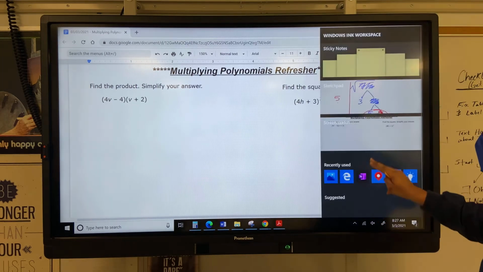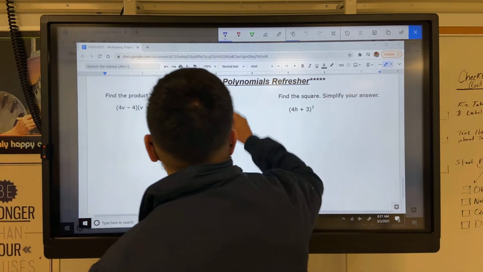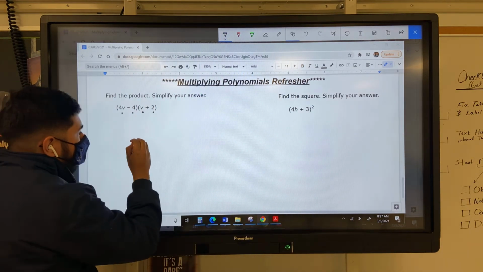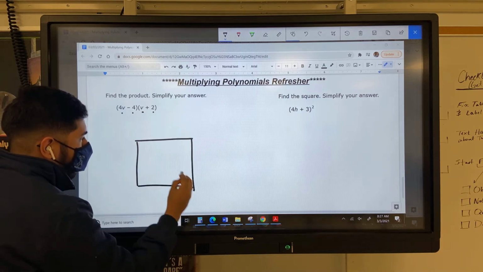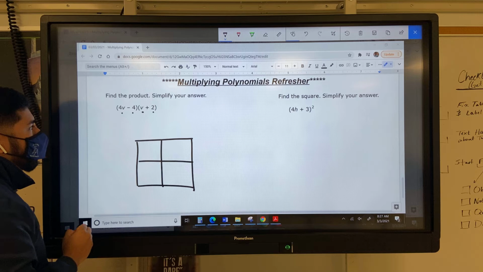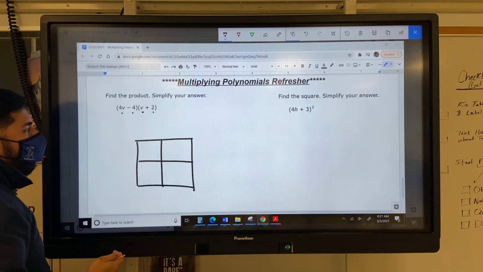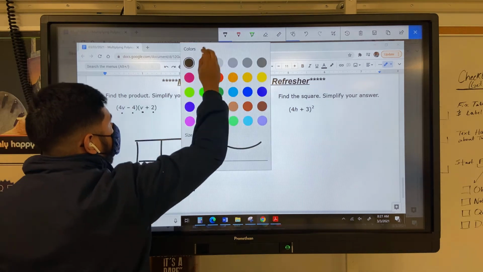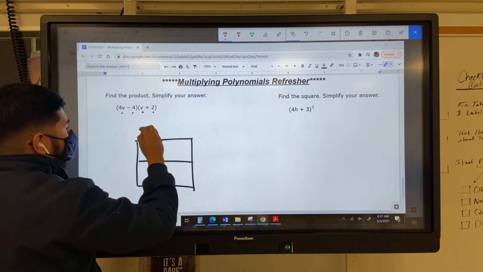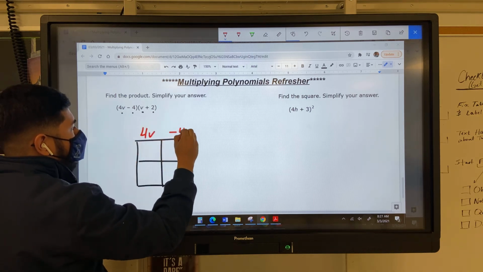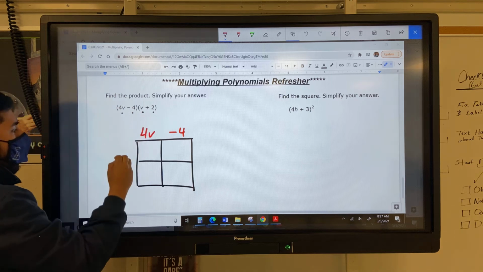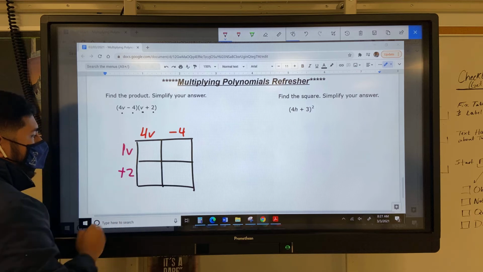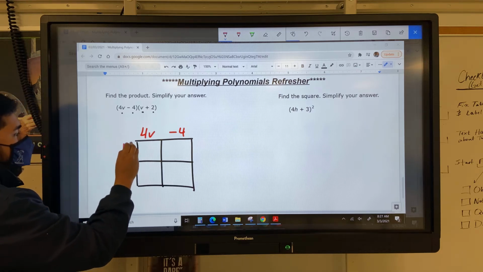Polynomial refresher is 2 by 2, binomial times binomial. How do I know? Because there are 2 partners here, 2 partners here, 2 by 2. You could do it however you like. I'm going to put the first part up here, the second part on the side. So 4v, negative 4. That's a v, but that's going to be a 1v plus a 2, and we work it out. Don't forget that there are little 1s up here.